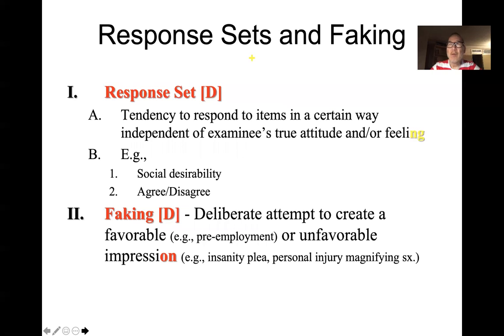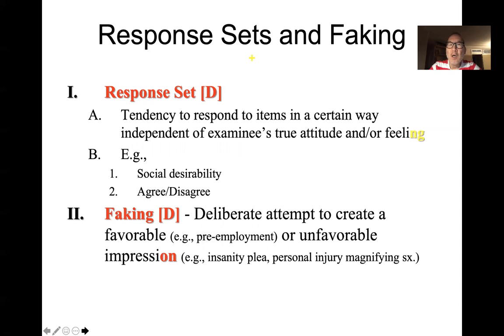Response sets and faking. Very interesting, kind of, do I dare say, a fun area in psychology. First of all, let's talk about a response set. A response set, as the term suggests, indicates a particular pattern or style or manner of answering questions. And there are different kinds of response sets. Some subjects may demonstrate a social desirability response set. In other words, endorsing items so that they look good or, quote unquote, normal.